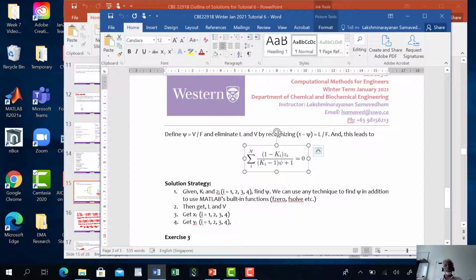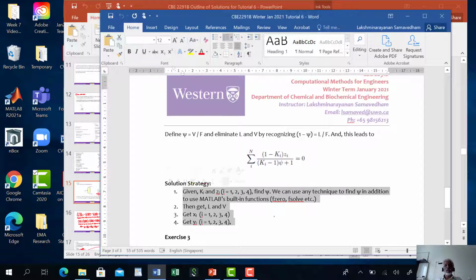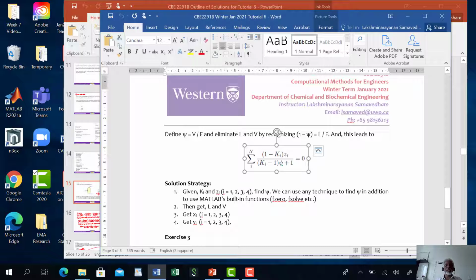Now, this is the strategy that I was talking about, the solution strategy. First, given Ki values and Zi values, solve this equation to get psi. That's going to be a nonlinear problem, right? A single nonlinear equation. You have multiple terms because you're using summation, but it is a single nonlinear equation. So it's one equation and one unknown. You can solve it using fzero or fsolve, or you can use the Newton method, or you can use the bisection method. You can do any of those approaches to get psi.